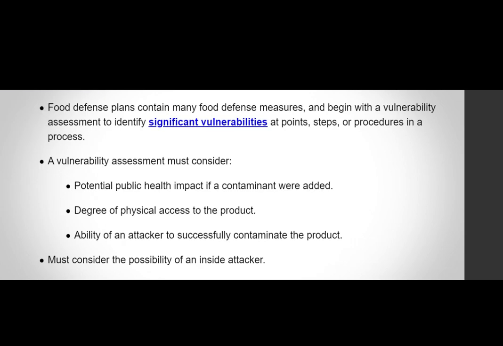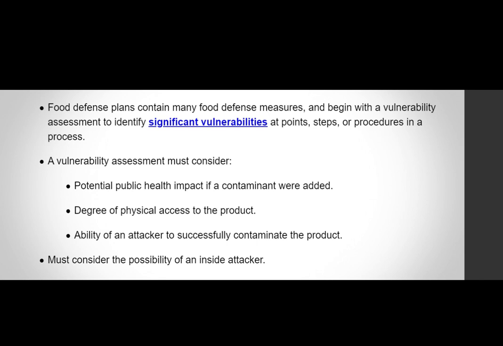Food defense plans contain many food defense measures, but begin with a vulnerability assessment to identify significant vulnerabilities at a point, step, or procedure. A point, step, or procedure is an activity related to manufacturing, processing, packing, or holding of a food product. The IA Rule defines a significant vulnerability as a vulnerability that, if exploited, could reasonably be expected to cause wide-scale public health harm.